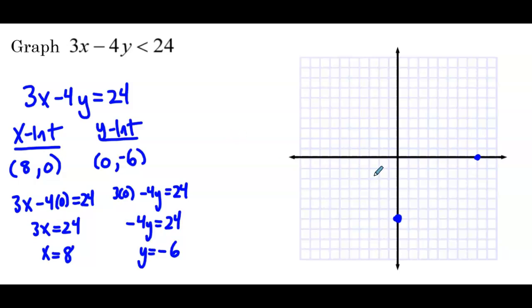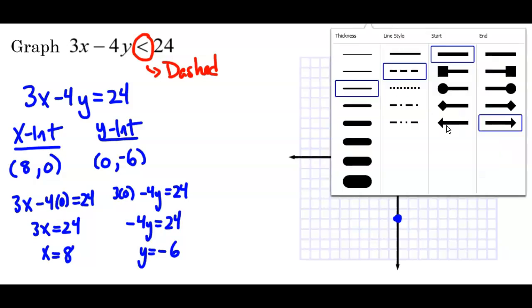Now the next decision is, are we going to connect these points with a dashed or a solid line? So we have to look at our inequality sign. We have strict inequality here, so we're going to have a dashed line. And it always helps to write yourself a reminder as you're going through your work. So we're going to connect with a dashed line. I want an arrow on both ends here.